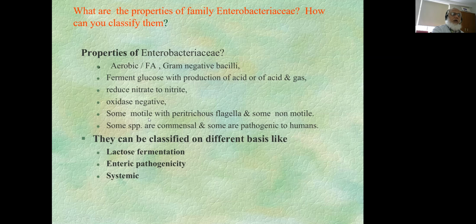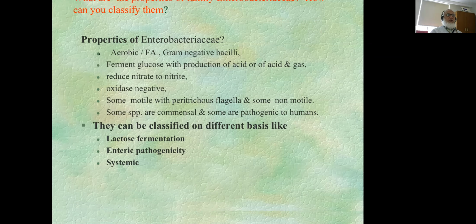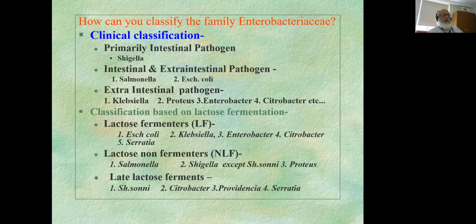Some are motile, and when motile they have peritrichous flagella, and some are non-motile also. Some are commensal, and some are pathogenic to humans. They can be classified on different bases like lactose fermentation, enteric pathogenicity, and systematic classification, of which clinically important is clinical classification. Clinical classification is based on their enteric pathogenicity: primarily intestinal pathogen, primarily extraintestinal pathogen, and both intestinal and extraintestinal pathogen.